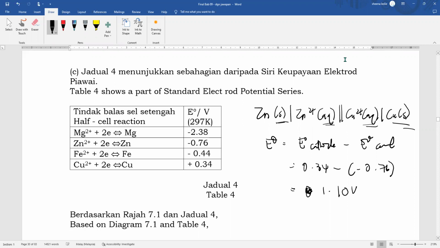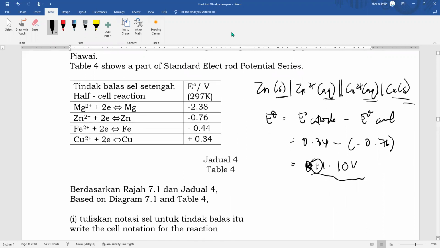Yes, teacher. Positive 1.10. Even better, you got the positive sign there. So 1.10 volt. Thank you. You must have positive or negative sign. If no positive, no negative, your answer is wrong. That's very, very important. So the sign and the volt unit here are very important.